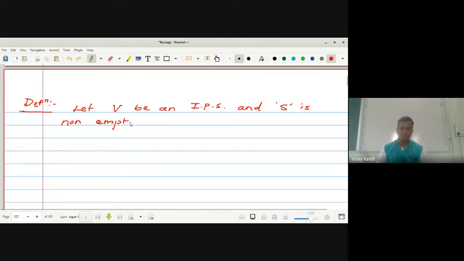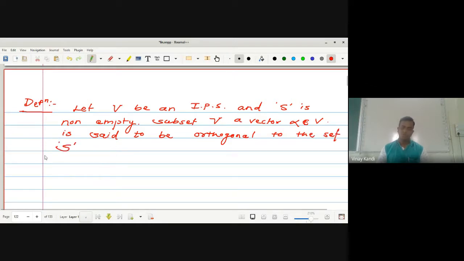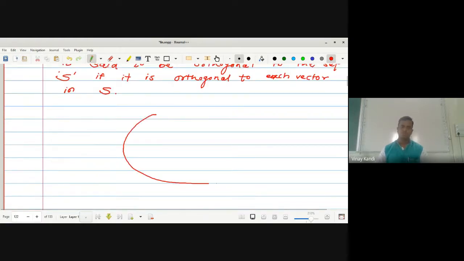Okay, non-empty म्हटलं आहे, non-empty subset of capital V, and a vector alpha belongs to capital V is said to be orthogonal to the set capital S if it is orthogonal to each vector in capital S.